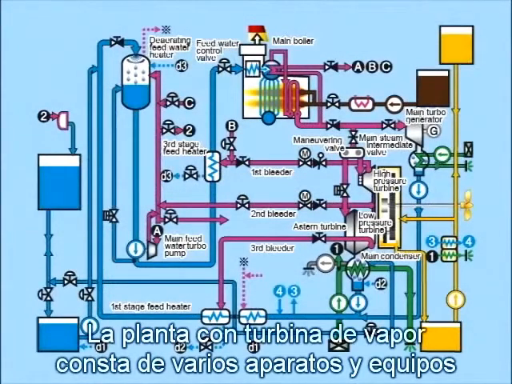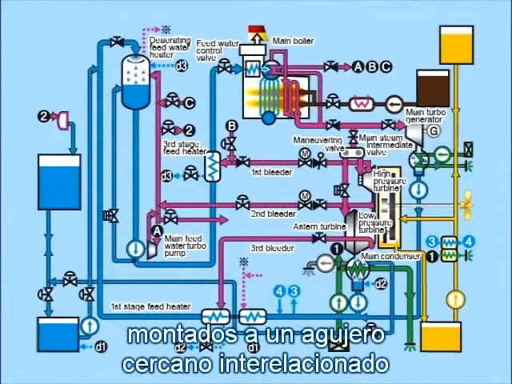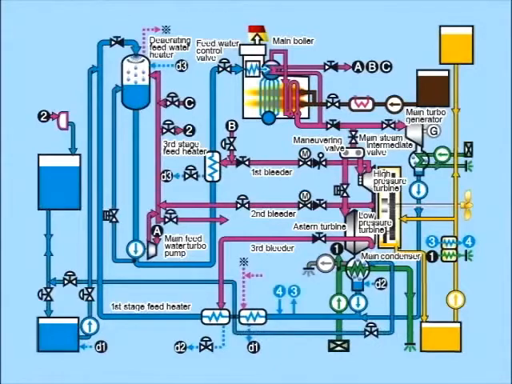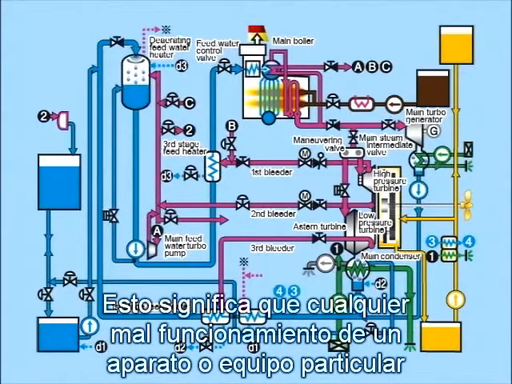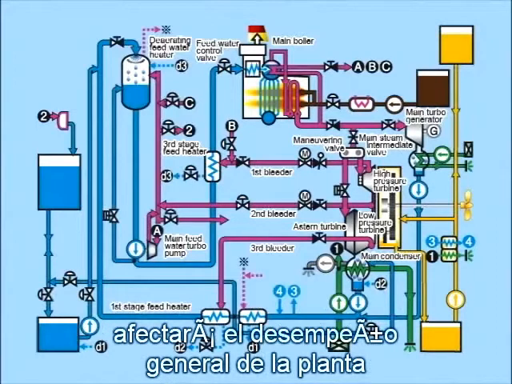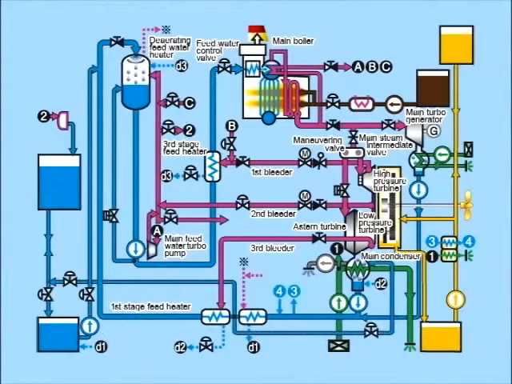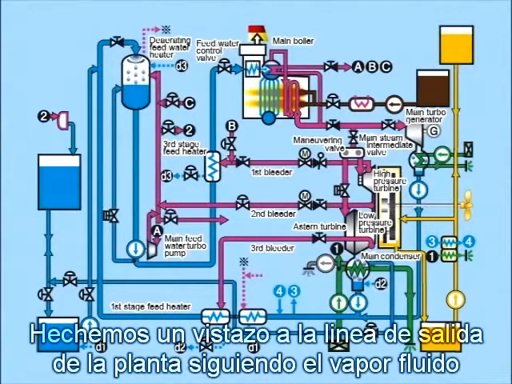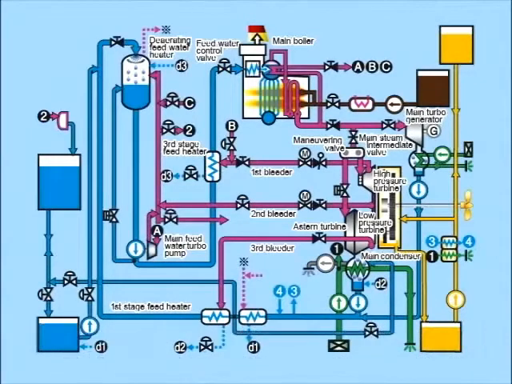A steam turbine plant comprises various devices and equipment assembled into a closely interrelated whole. This means that any malfunction of one particular device or equipment will affect the plant's overall performance. Let's take a look at the plant outline by following the flow of steam.